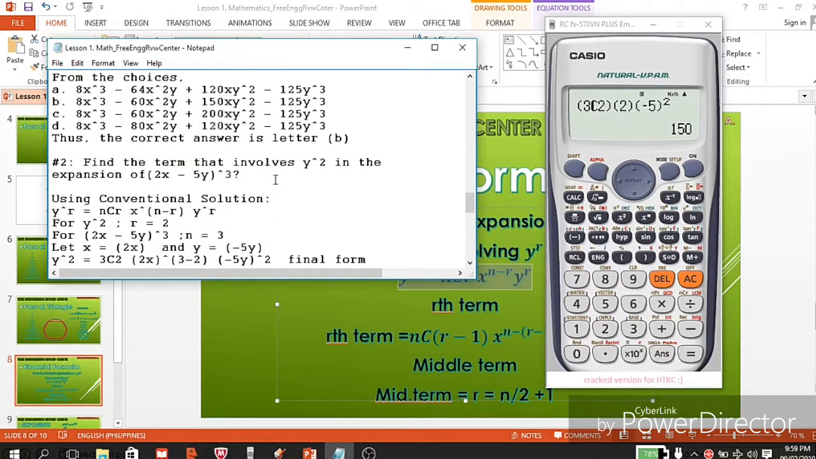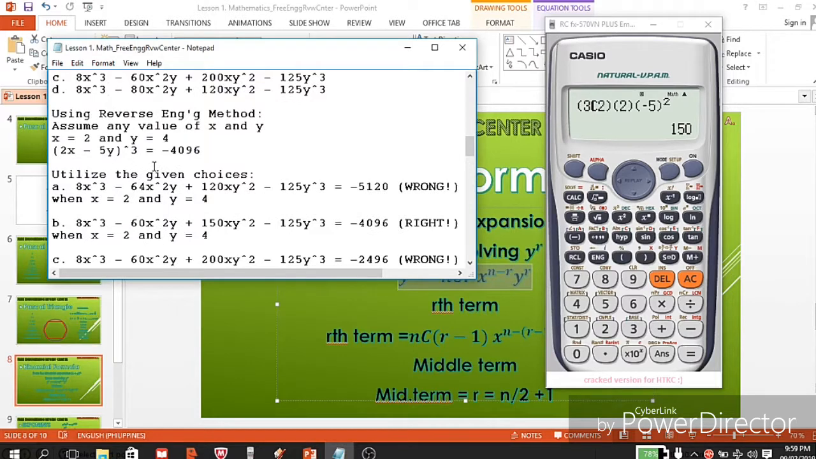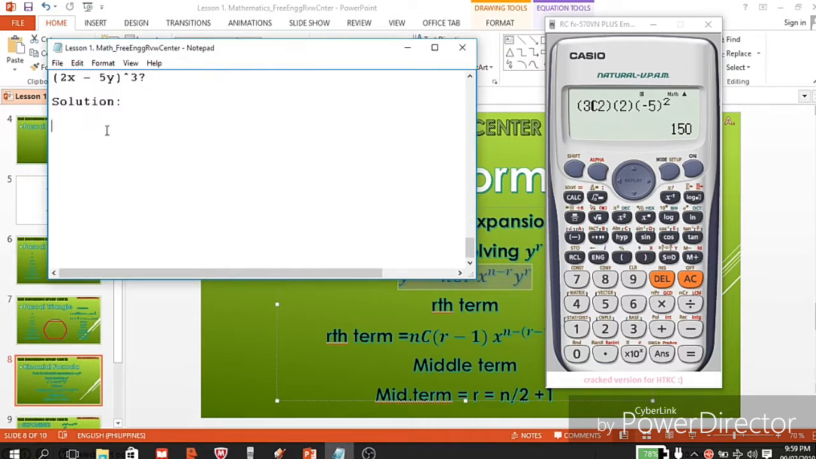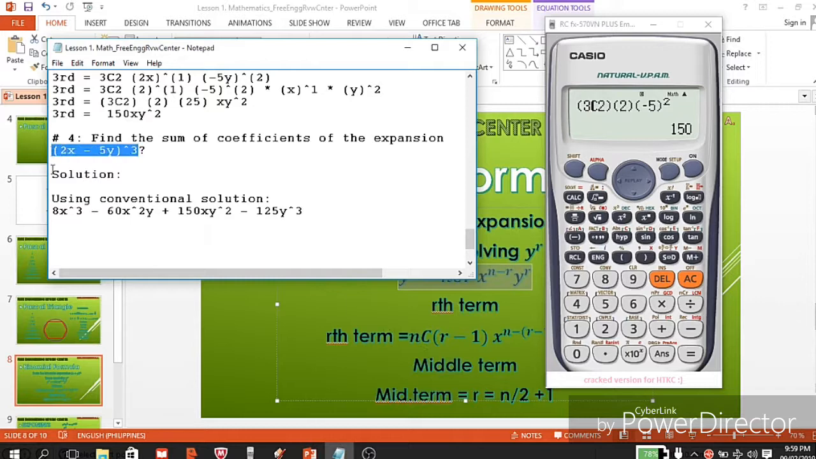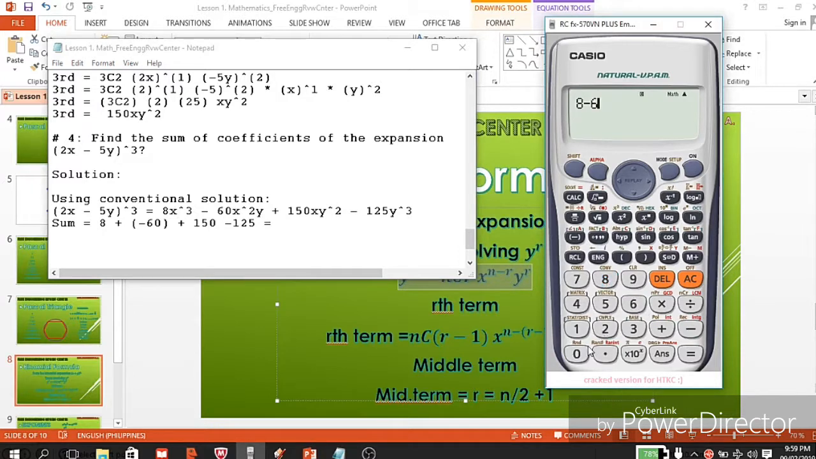So it could be easier. So we all know that, using the conventional way, since we already get the answers for that, this one is equal to this one. So we just need to sum all of this. So the equation is 8 plus negative 60 plus 150 minus 125, and that could be equal to, so therefore we got 8 minus 60 plus 150 minus 125, therefore we have negative 27.